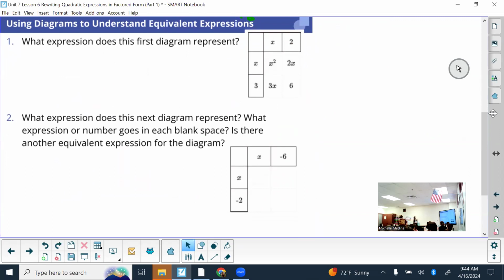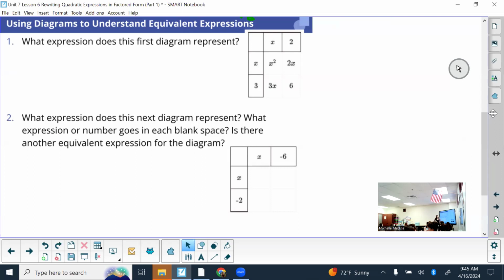Okay, we've seen these before. The box method diagrams. You're gonna answer these questions about them. So first, what does this represent? What expression? That means like numbers and symbols. And then second, what does this next diagram represent? And what numbers need to go in each blank?